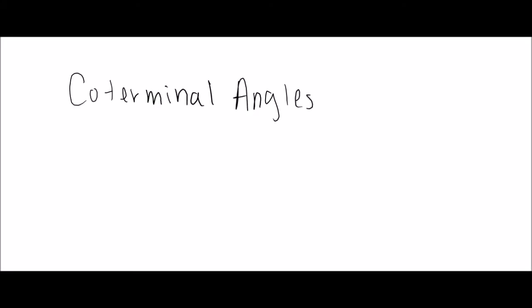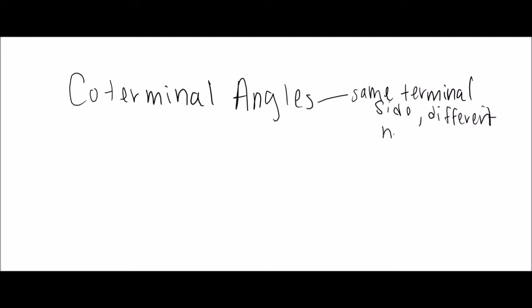Alright, so in this video we're going to be talking about coterminal angles. Coterminal angles are angles that are on the same line and in the same position, but they have gone around the circle a different number of times or in a different direction. So, same terminal side, but it's a different number. We'll see what this means in a second.